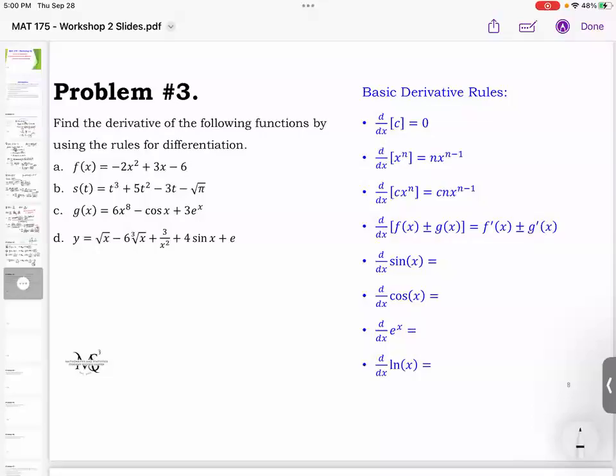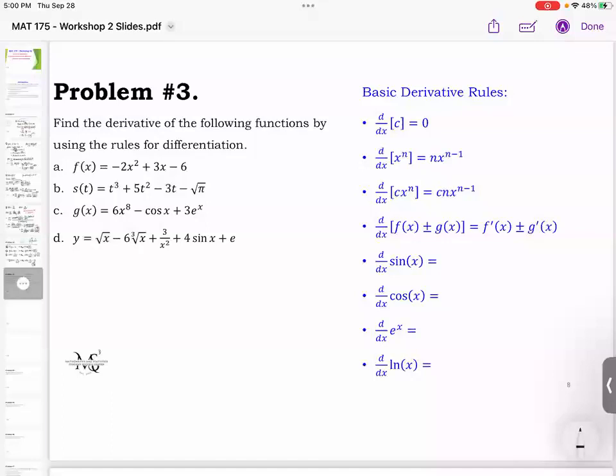Alrighty. So what I want to talk about now is how to find derivatives using basic rules for differentiation. Okay? So the basic derivative rules are shown in blue on the right of your screen. I'm going to explain all of these rules to you.